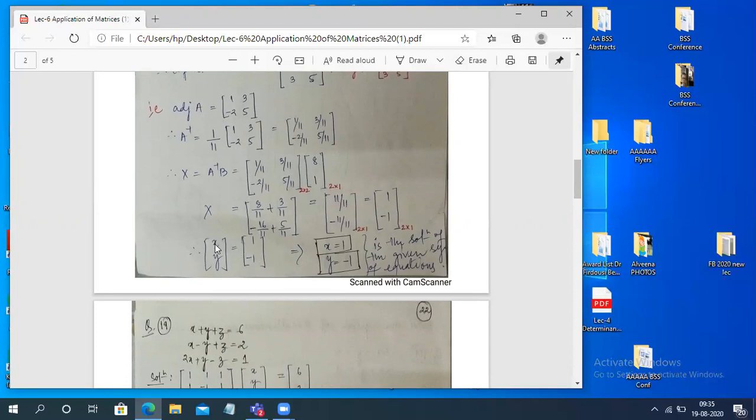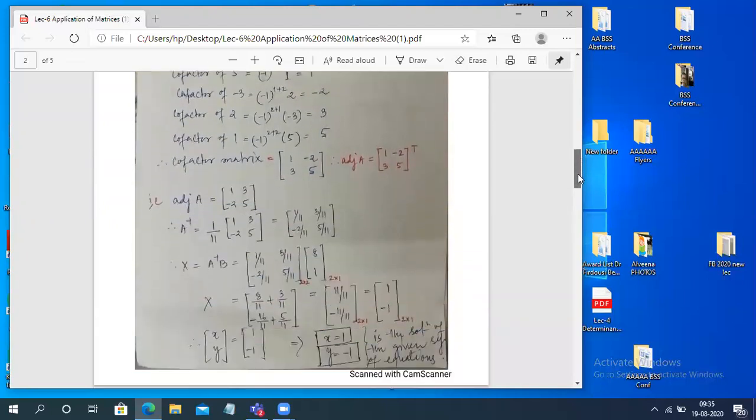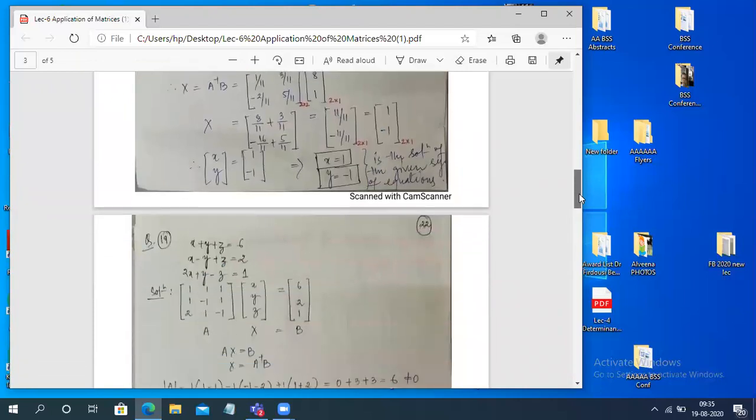That means here x will be equal to 1 and y will be equal to minus 1. So x equal to 1, y equal to minus 1 is the solution of the given equation. This is the way we can find the solution of any number of equations.